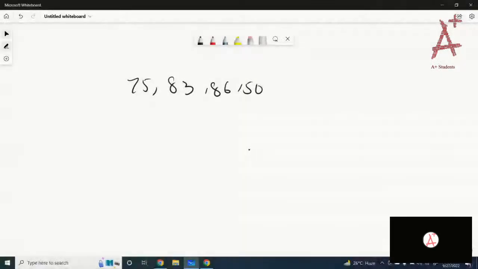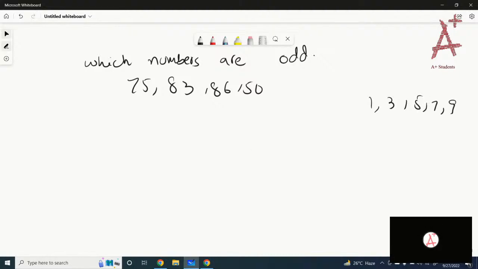You need to see which numbers are odd. Okay, so the odd numbers always end with 1, 3, 5, 7, 9. Just check 75, the ones digit is 5. Is it even or odd? It is odd. Got it?